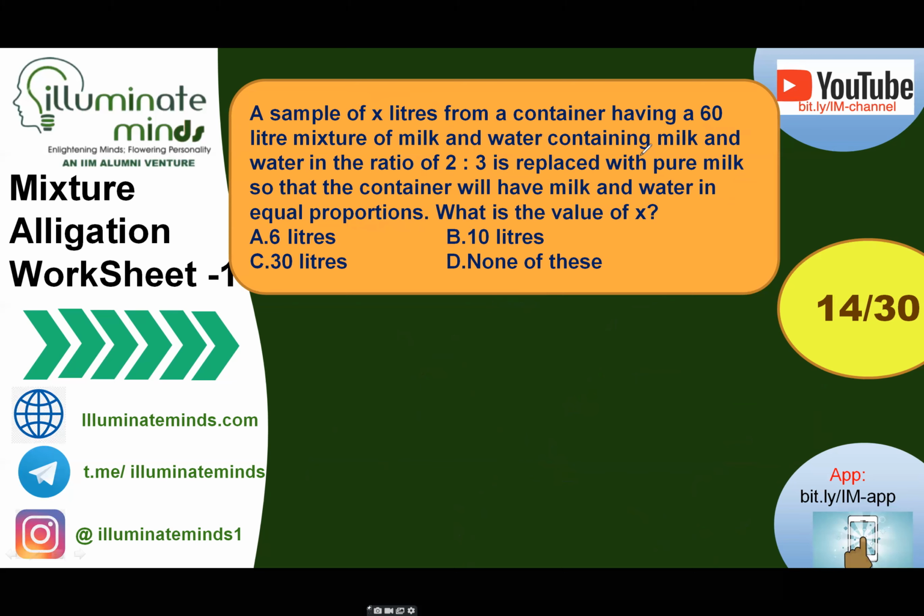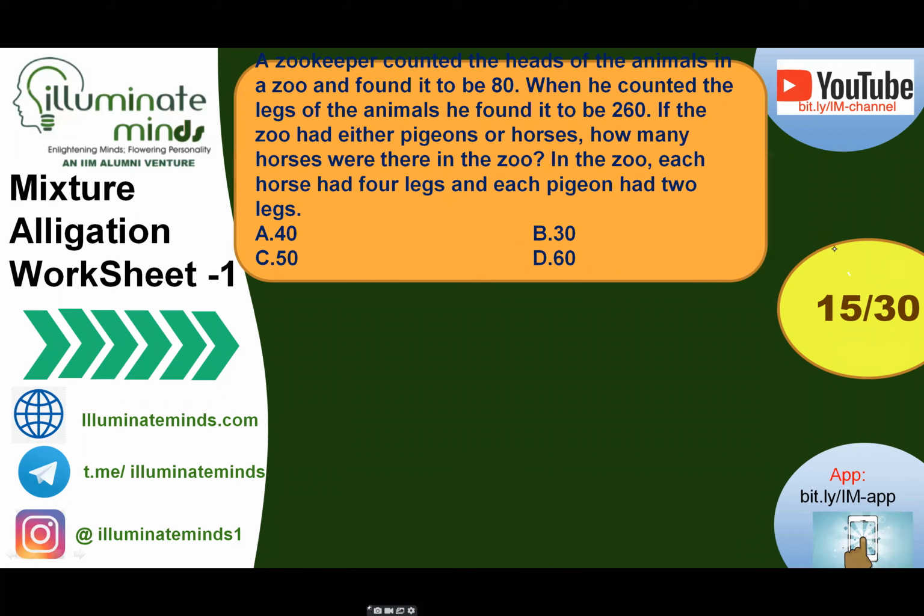Next one is question number 15. A zookeeper counts the heads of the animals in a zoo and found it to be 80. When he counted the legs, he found it to be 260. The zoo had either pigeons or horses. How many horses are there in the zoo? Each horse had 4 legs. So it's almost a repeat of the question that we did for rabbits and pigeons, right?